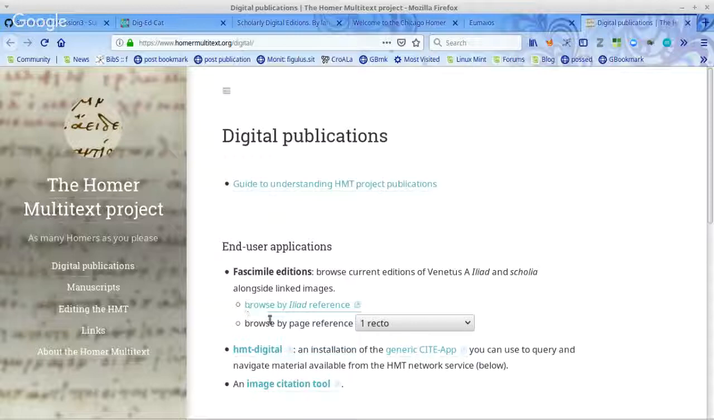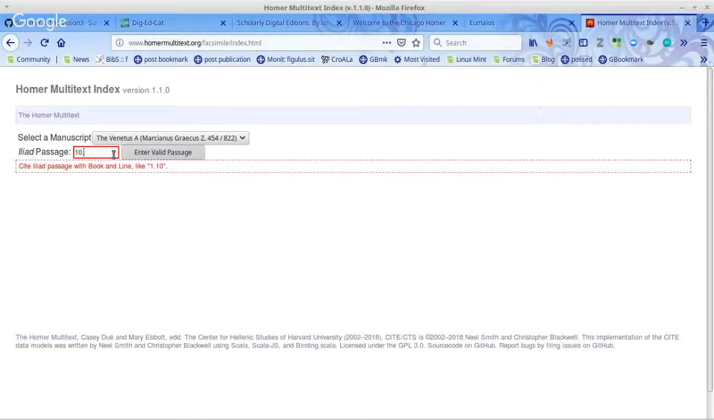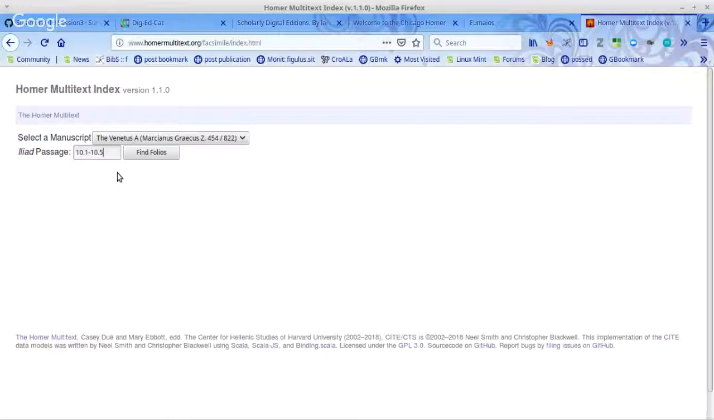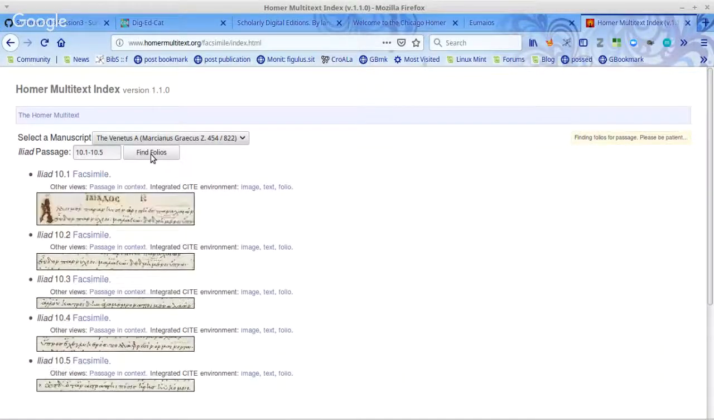We do it by saying we want to browse by Iliad reference in a way that is very similar to what we just did with Chicago Homer. We say we want to see the first 5 lines of the Iliad, book 10, and then we click on Find Folios. Now, why? Because Find Folios, in its basis, its root is the medieval manuscript, which you see now appearing.